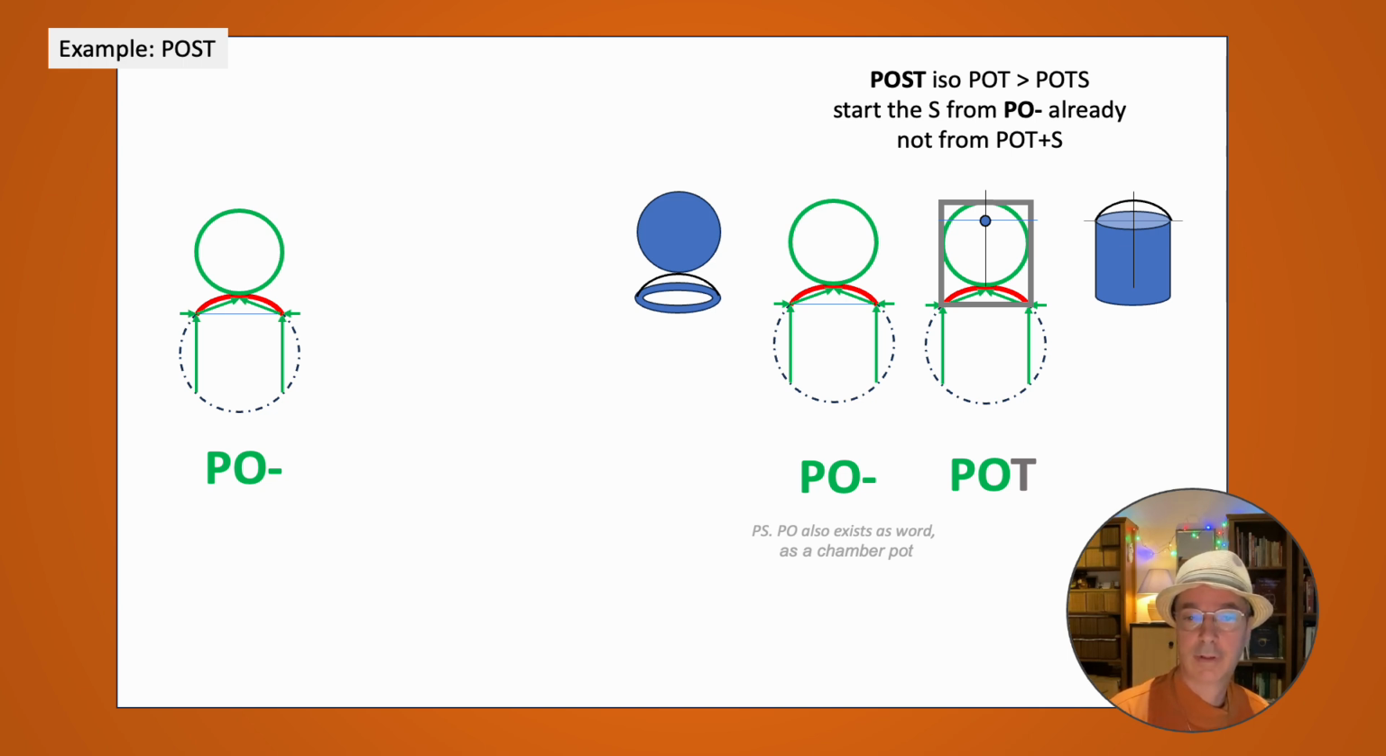Funny enough, we also have a po. I noticed that po is an existing word and it means something like a chamber pot, but okay, that's now for another moment to investigate that further, but it's just funny to know. But we'll start from po and we'll add the S.